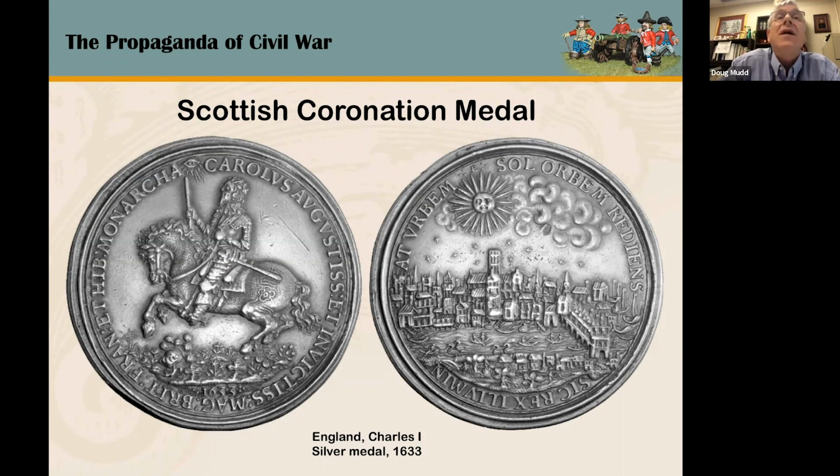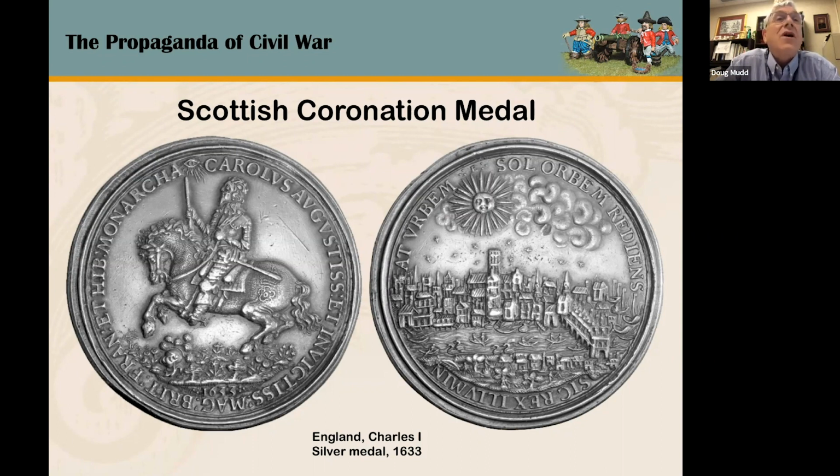But Charles had not been crowned in Scotland. He'd been crowned in England, but he neglected to take the time to go up to Scotland and get crowned. So in 1633, he went to Edinburgh for the official crowning. This medal was produced to celebrate his return to London from this visit. And it's an interesting view of what was going on at the time.